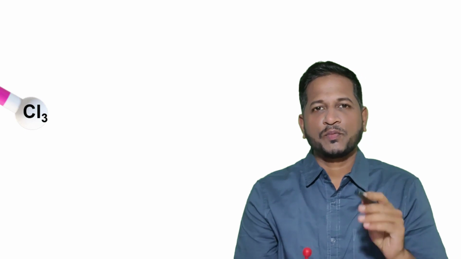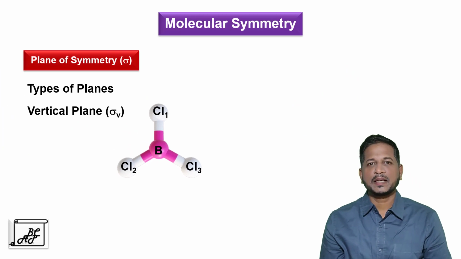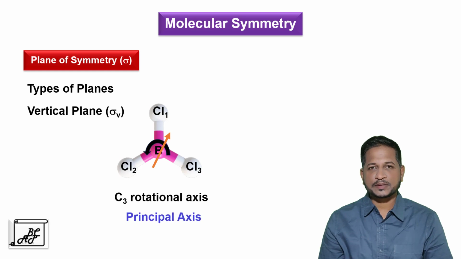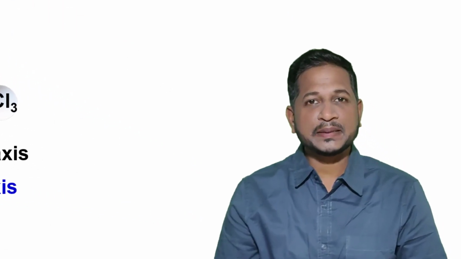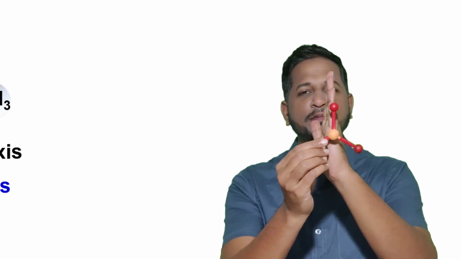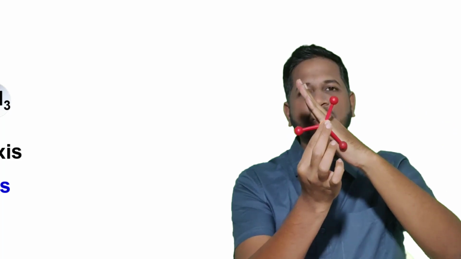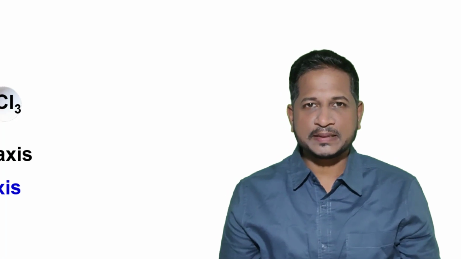So a plane which contains the principal axis, or the plane which is parallel to the principal axis, is called a vertical plane. For example, in this case, this is the principal axis of symmetry, that is the C3 axis of symmetry. Now the plane which contains this principal axis is called a vertical plane. So in such a way, there are three vertical planes in the BCl3 molecule. For example, this is the first vertical plane, then this is the second vertical plane, and this is the third vertical plane which divides the molecule into two halves which are mirror images of each other.